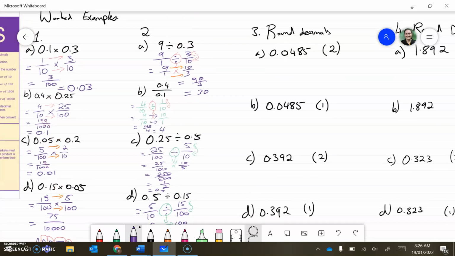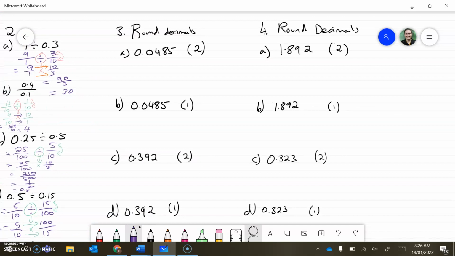Okay. And our last couple of examples are rounding our decimals. So we want to round to 2 decimal places for this first one. So what we're going to do, if we want to round to 2 decimal places, we underline that second decimal place. I am then having a look at the number directly to the right. If that number is greater than 5, which it is, it's 8, that means that we add 1 to the 4. So we're going to have 0.05, and then the rest of the numbers are taken out so that we're rounded to 2 decimal places.